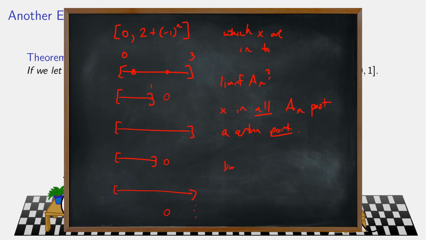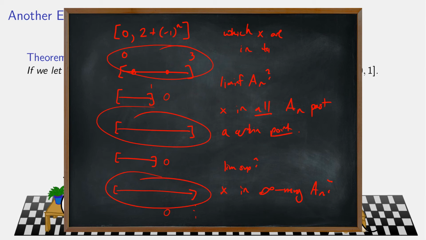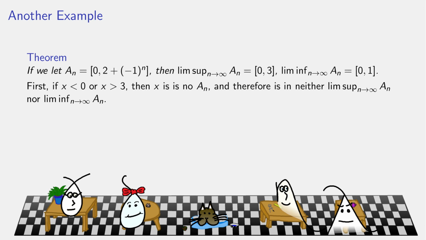But what about the Limsup? The Limsup, this is an x which is in infinitely many a sub n's. Which x's are in there infinitely many times? Anything from 0 to 3 is in it here, and then here, and then here, and so forth and so forth. Okay, so we just have to formalize that idea. So if x is negative, x is not in any of them, and if x is bigger than 3, x is not in any of them, which means it's definitely not in it infinitely many times. So it's not in the Limsup and it's not in the liminf.